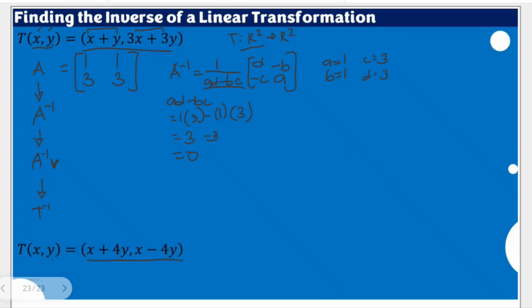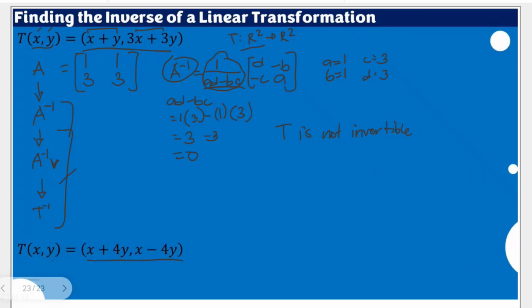As mentioned, if our determinant is 0, this entire expression will be undefined. In short, the inverse of A is non-existent. Hence, A here is not invertible. And if that is the case, we are going to cut short all of these steps here because A is not invertible. And automatically, we could say that T is also not invertible.